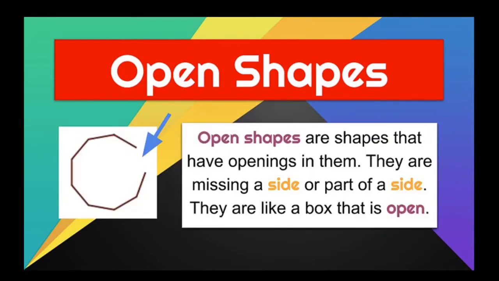Open shapes are shapes that have openings in them. They are missing a side or part of a side, so they're like a box that is open. So if we look at the example, the arrow's pointing, there's an opening. This cannot be a polygon and it's an open shape.